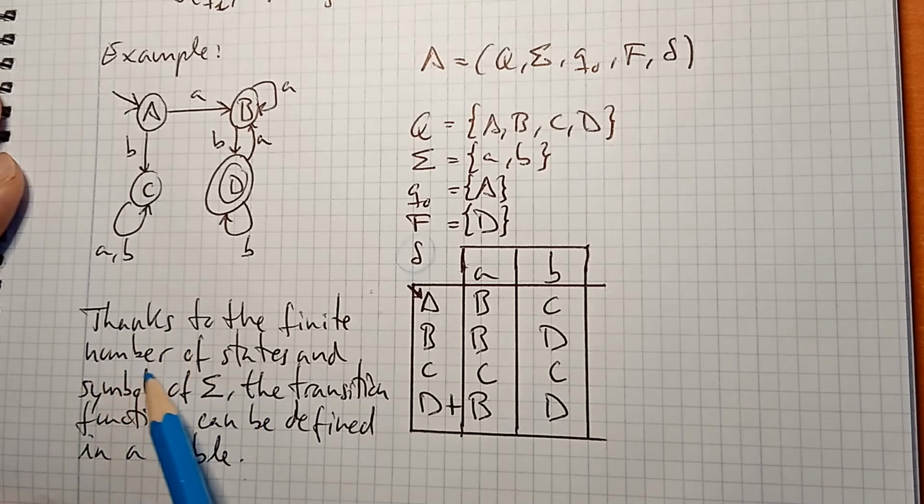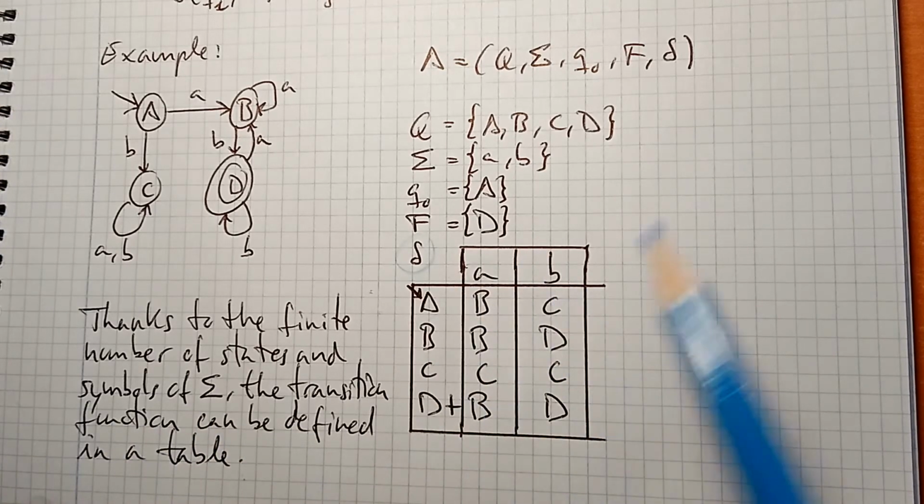Thanks to the finite number of states and symbols of sigma, the transition function can be defined in a table like this.